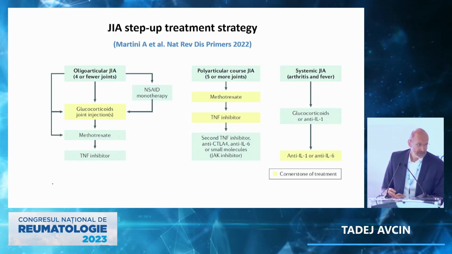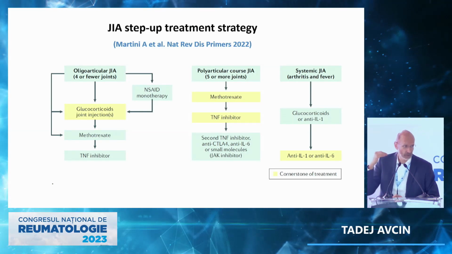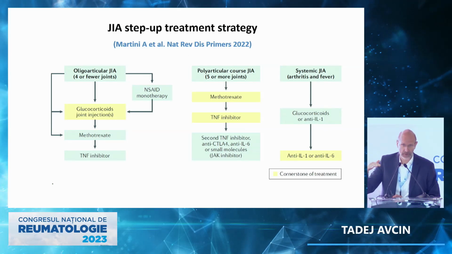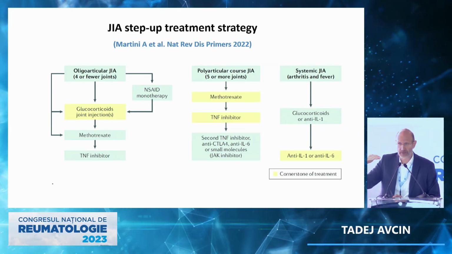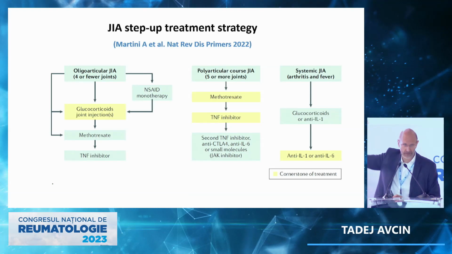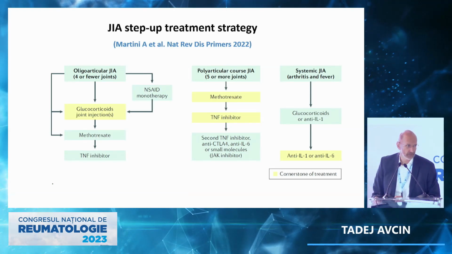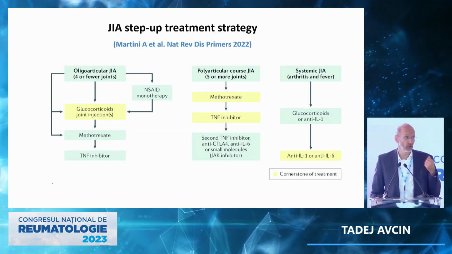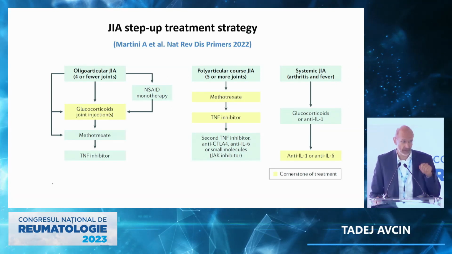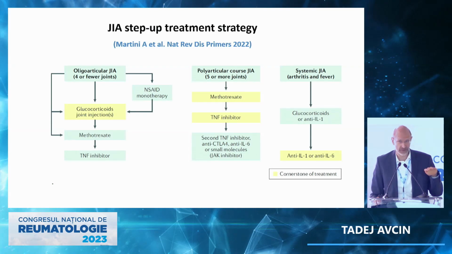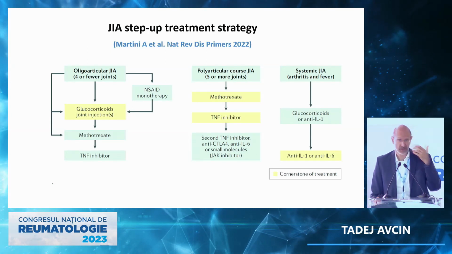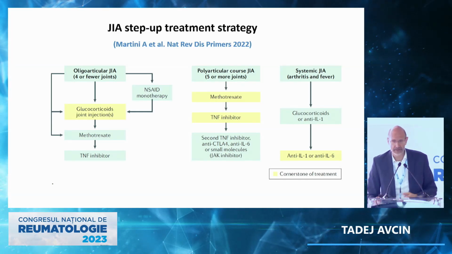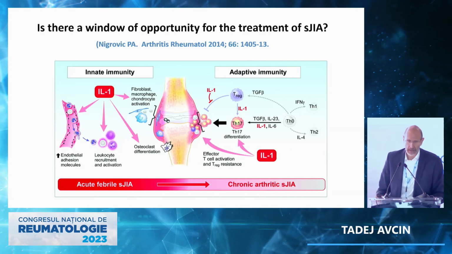So step-up treatment strategy means that we will start with one treatment. We would start with non-steroidals. If this treatment is not successful, we will upgrade, slowly upgrading treatment approaches. With this treatment approach, none of the patients will be over-treated, but some of the patients will be under-treated. Under-treated will be patients that have aggressive disease that would have relapse. So this is a step-up treatment strategy.